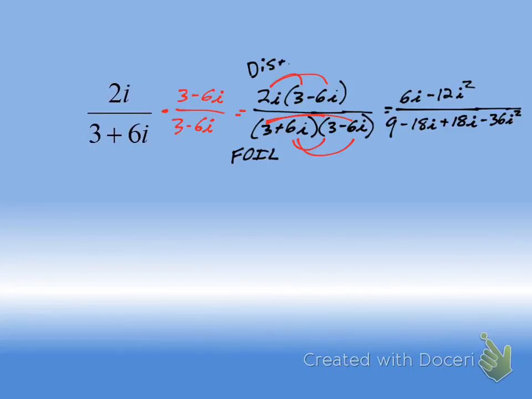Okay. Now, there's a lot of mess to go clean up. You can do a couple things at one time if you want to. If you want to clean up your i squares and combine your like terms down below at the same time, that's fine. I'm going to do step by step. So I'm going to go down here first. I'm going to do my i squares all at once. So 6i minus 12 times negative 1, all over 9 minus 18i plus 18i minus 36 times negative 1.